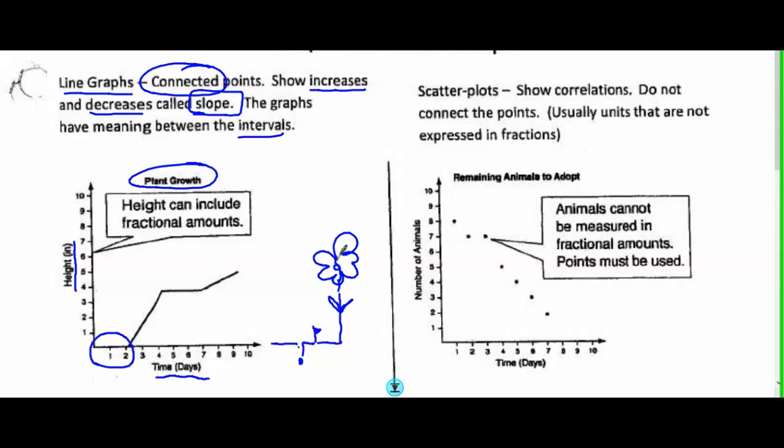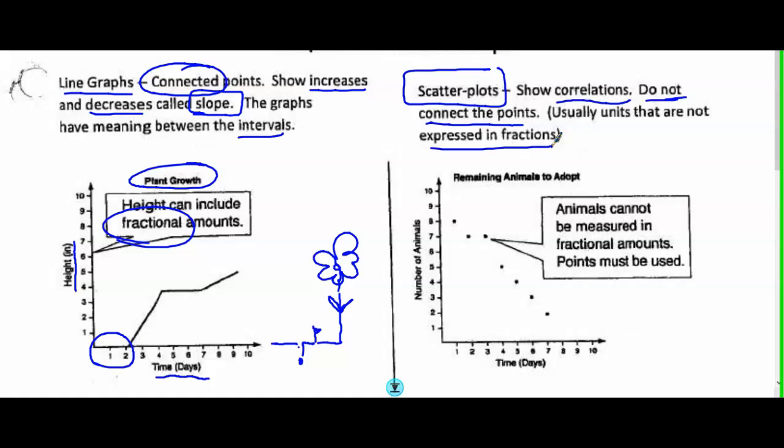But if it's a line graph and you have connected points, it's because you can have fractional amounts. Because you can have a plant that is half of a foot tall. Now, on the other hand, you have scatter plots, and they show something called correlations. You may have heard of that last year. When you have a scatter plot, you do not connect the points. It's units that can't be expressed as a fraction.